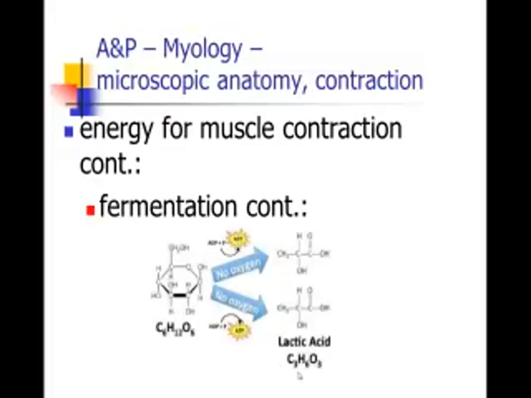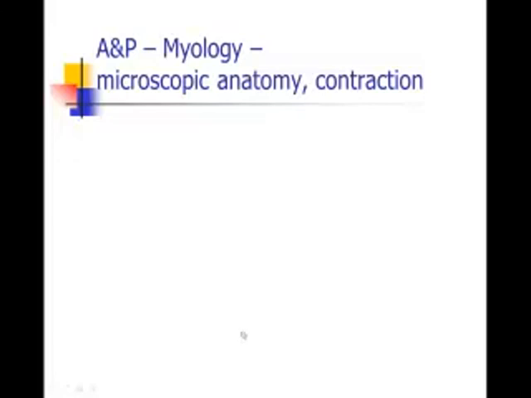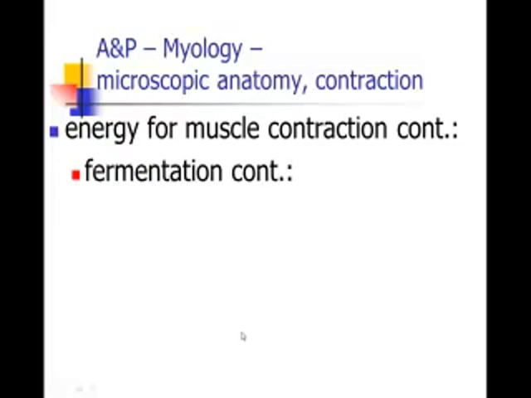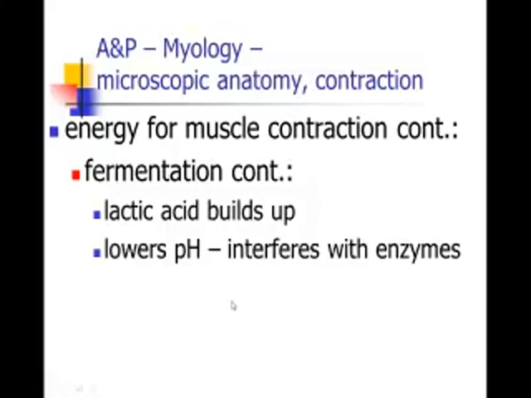So here is a sort of diagram of how fermentation goes. You start out with a glucose molecule, and it breaks down into 2 lactic acid molecules, and in the process you get ATP formation. Not a lot, but some. Okay. So if you're undergoing fermentation for very long at all, the lactic acid concentrations build up.